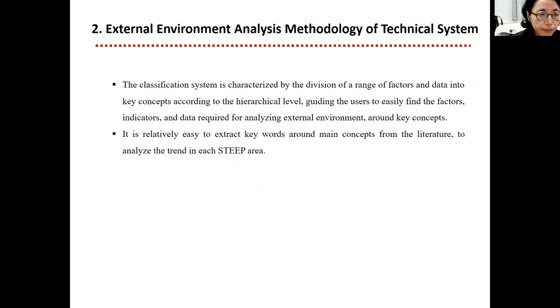The classification system in this study is characterized by the division of a range of factors and data into key concepts according to the hierarchical level, guiding users to easily find the factors, indicators, and data required for analyzing the external environment around key concepts. It is relatively easy to extract keywords around main concepts from the megatrend literature to analyze the trend in each STEP area. This will be explained in the next slide.